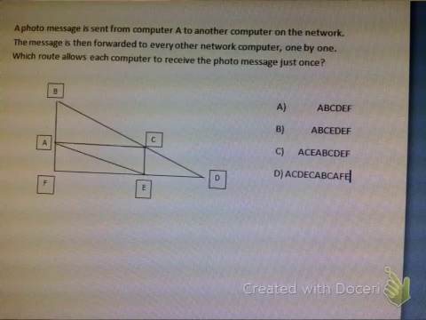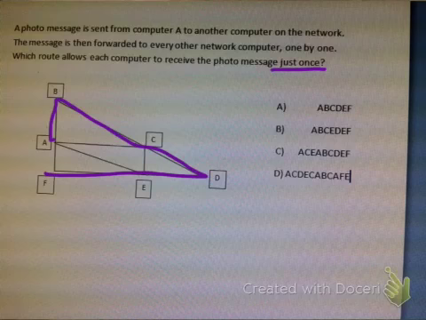So let's start with A. Now, A gives us the route of A, B, C, D, E, F. Alright, so it goes from A, B, C, D, E, F. This works because every single computer receives the photo message just once, as it says in the question.